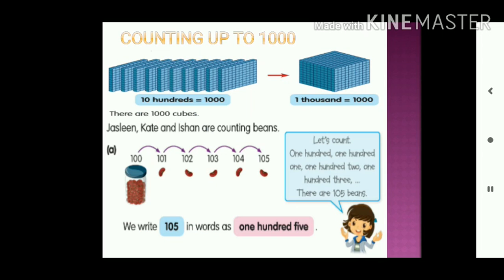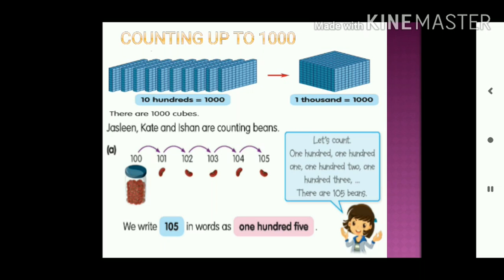Let's move on to the next topic, that is counting up to 1000. So how do we get the number 1000? It's very simple. We count the hundreds 10 times and that is how we get the number 1000. Right, children? So let's see.